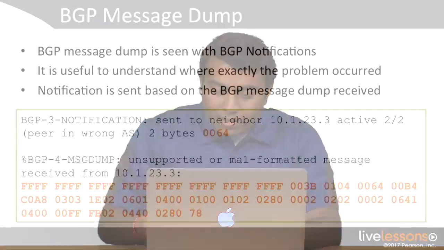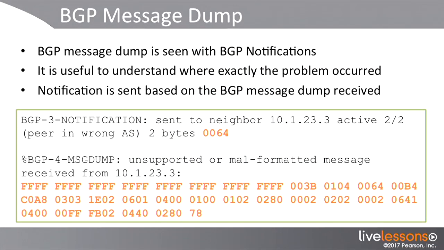Now that we have verified TCP sessions and they are in established state, it's also important to look at what BGP notifications are coming on the router. If the notifications also contain some messages with it, which could indicate where the problem might lie. So here's an example. If you look at this BGP notification, you will notice that it was sent to the neighbor 10.1.23.3 and active and says 2/2.